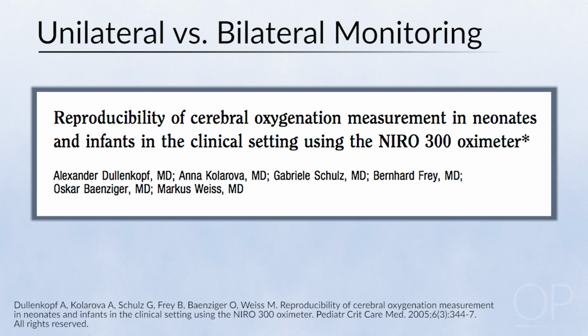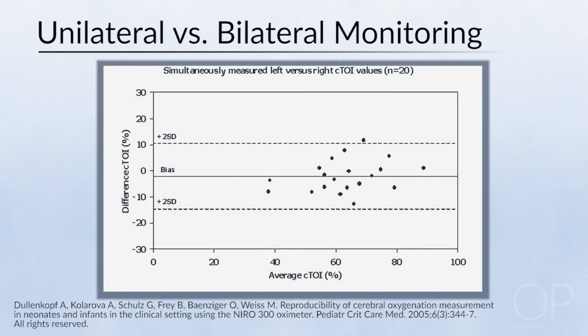Similarly, in a pediatric ICU, comparing left to right cerebral oxygenation values shows very little bias, but the precision is very wide. In other words, the values track well together, but you can't always use one side to predict the other side.